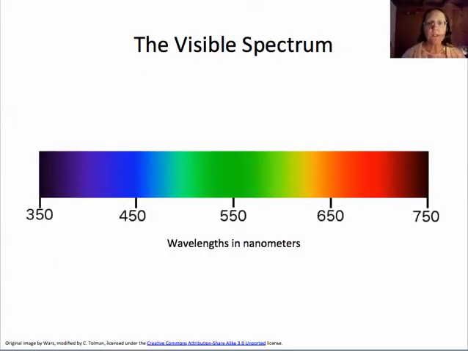So if we go back to our visible spectrum, we can see that red light has less energy than blue or violet light. Red light has a longer wavelength, and so a lower frequency and a lower energy.